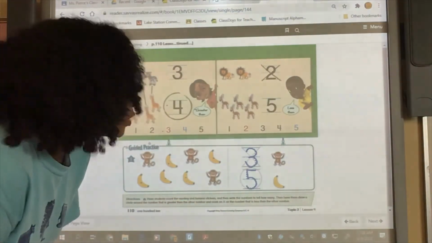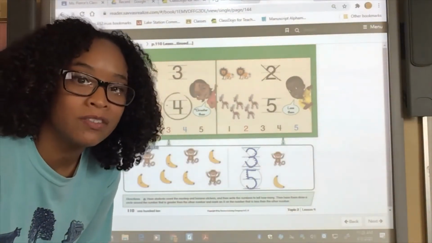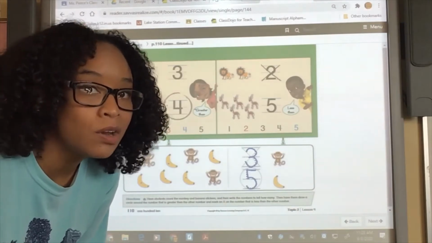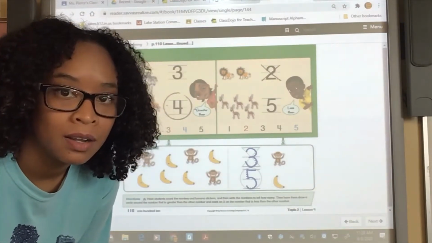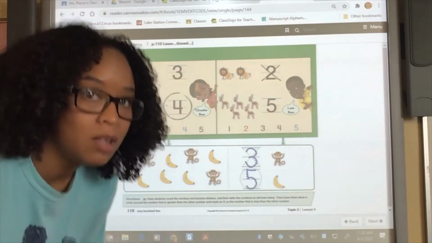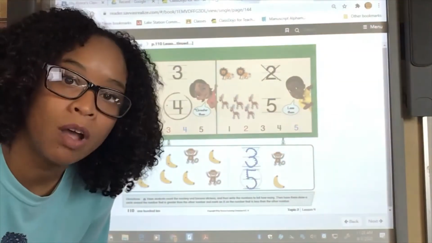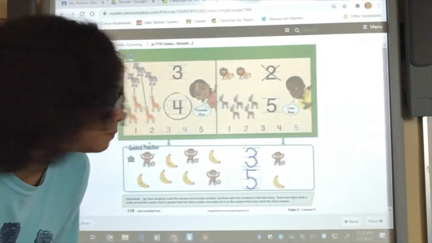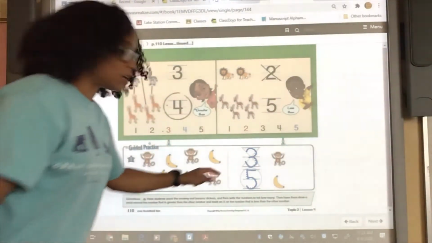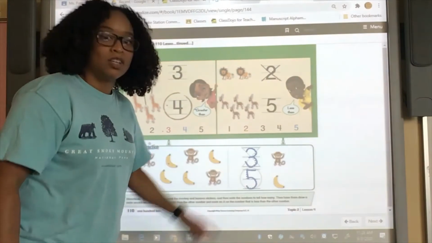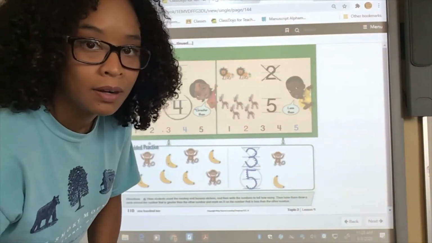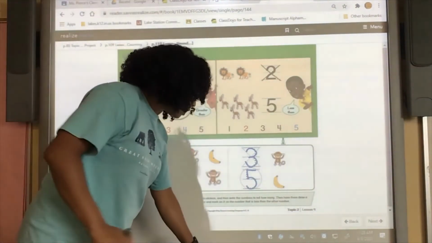So if I asked you which one is less than, we're going to look for the number that is what? Bigger or smaller? We're going to look for the number that is smaller. So we have a 3 and we have a 5. Which number is smaller? Which number is less? The 3. The 3 is less. So I'm going to put a what on that number? I'm going to put an X. I'm going to cross it out.